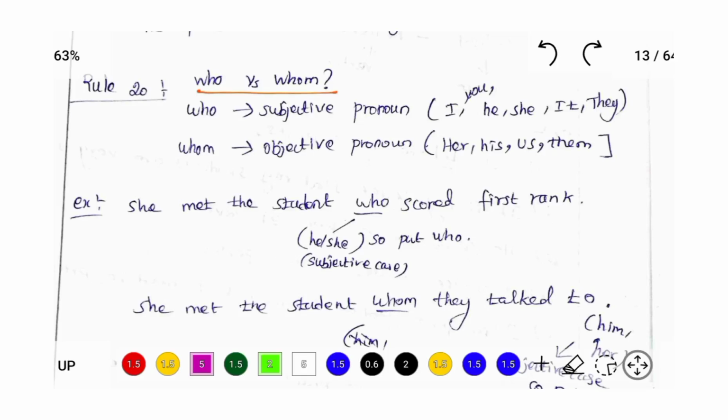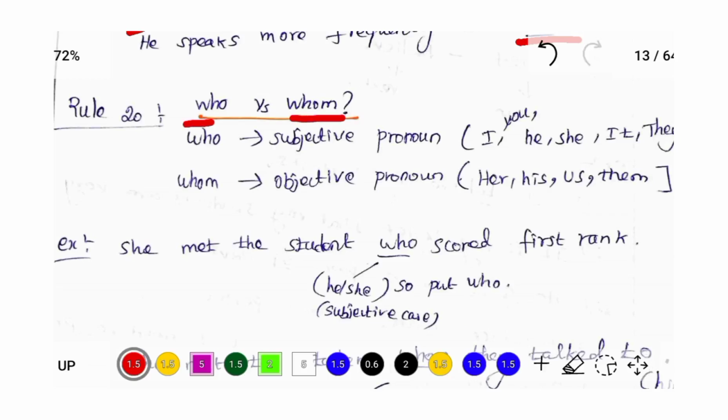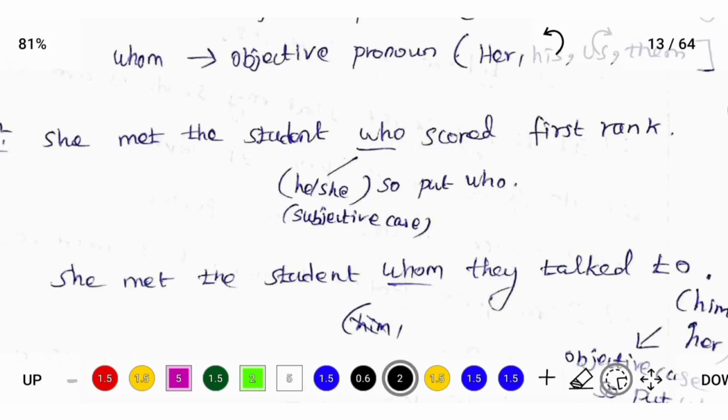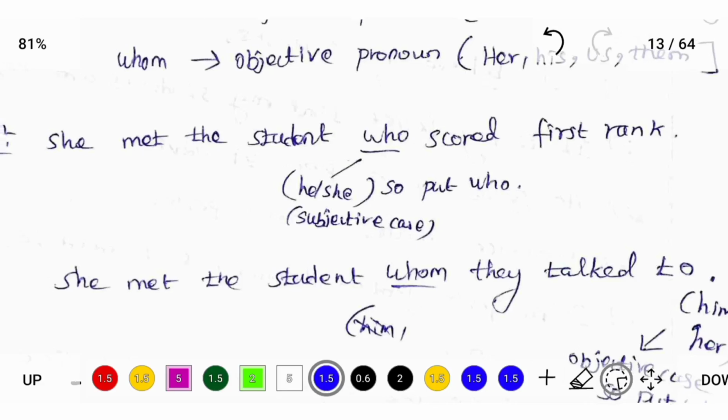Rule number 20 is about the relative pronouns who and whom. Who and whom are relative pronouns. Note that who is a subjective case pronoun and whom is an objective case pronoun. See this example. Here I will teach you the best technique.